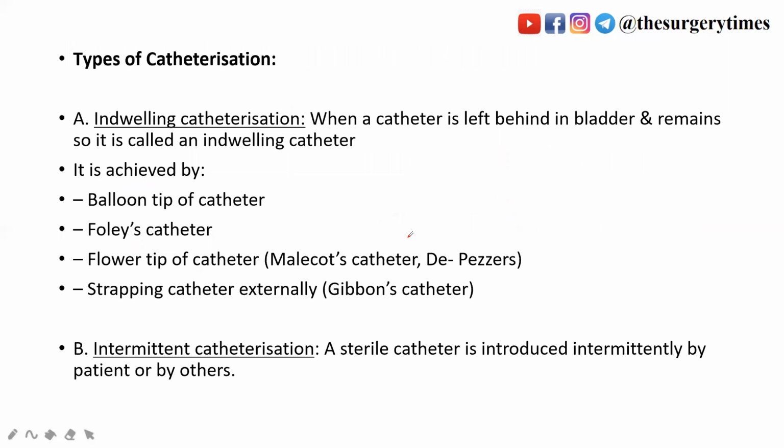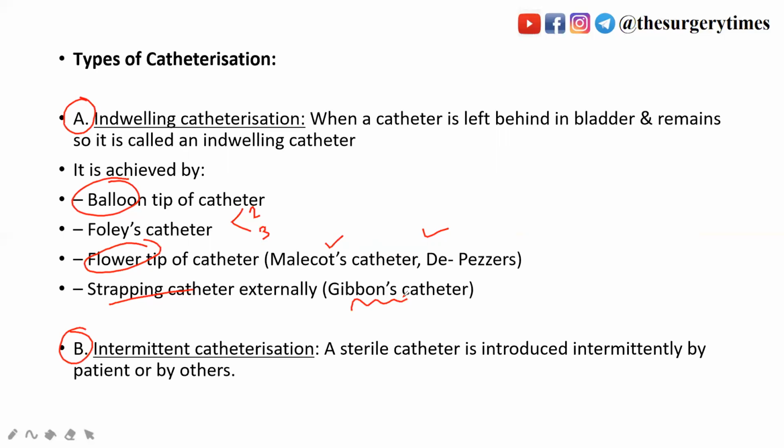Types of catheterization: one is indwelling catheterization, the other is intermittent catheterization. In indwelling catheterization, the catheter is left inside the bladder for a few days, and it is achieved by either a balloon tip catheter, flower tip catheter, or strapping catheter. Balloon tip is Foley's catheter, two-way or three-way. Flower tip is Malecot's catheter or De Pezzer catheter. Strapping catheter is Gibbon's catheter.